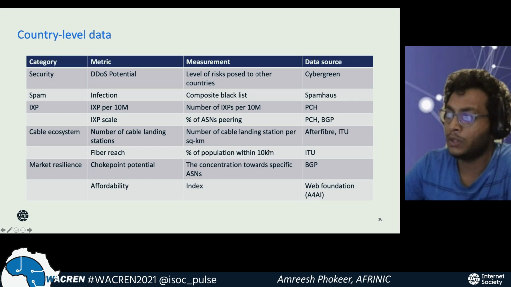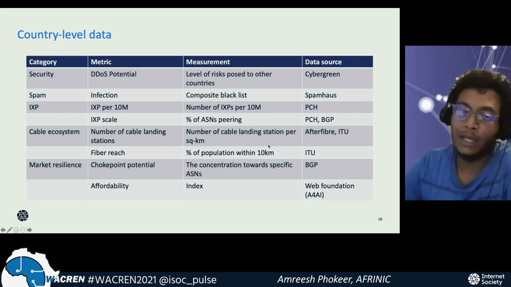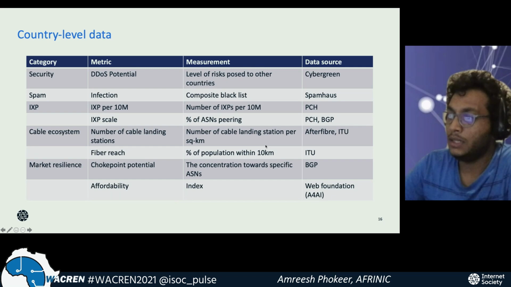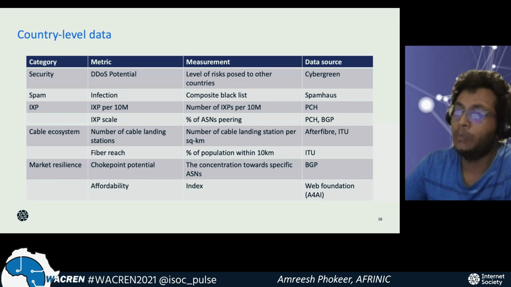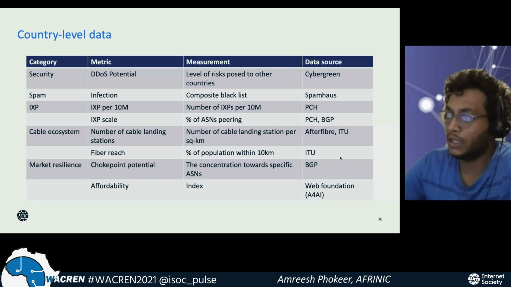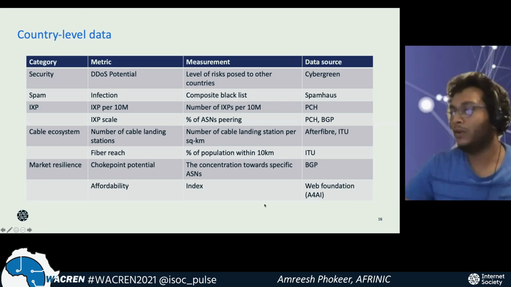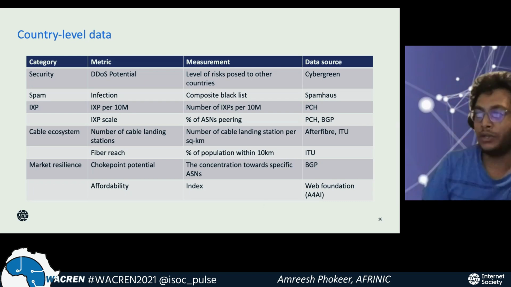So I was talking about how inclusive the internet is in some African countries, or how not inclusive they are. Having people as close as possible to the terrestrial fiber is a good indication of people eventually going to have good connectivity. And then, of course, things such as the concentration towards specific ISPs.